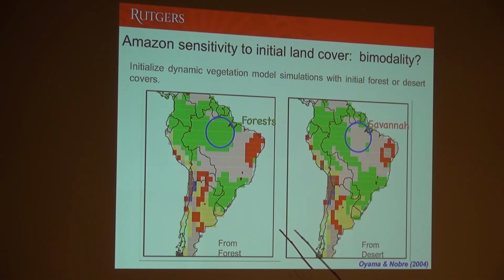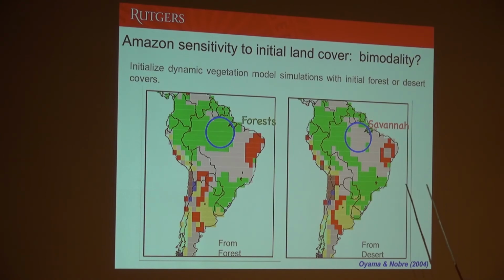So basically, it started off all green. By the time it reached an equilibrium, you kind of have the forest. The forest exists where we currently see the Amazon existing. And so then they said, well, what happens if we initialize this model simulation, but we start not from a forested state, but from a completely desertified state?